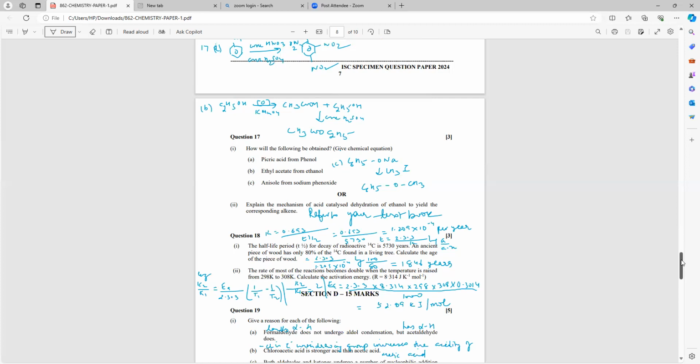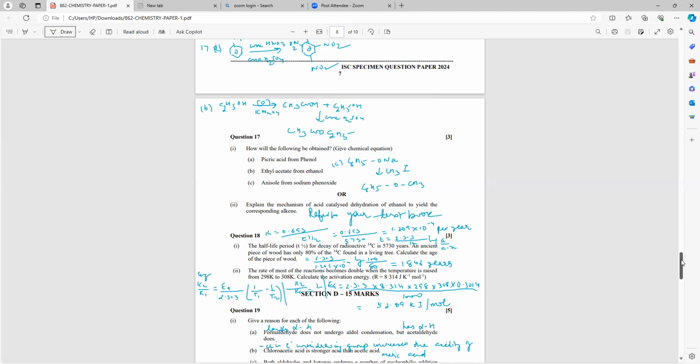Now here it will be log 100 upon log 80, because they have already mentioned in the statement that an ancient piece of wood has only 80% of C14 found in a living tree. So already A minus X has been calculated for you. So your answer will be 1846 years.